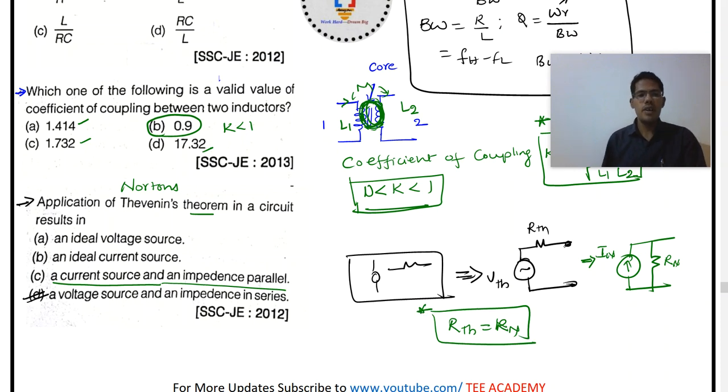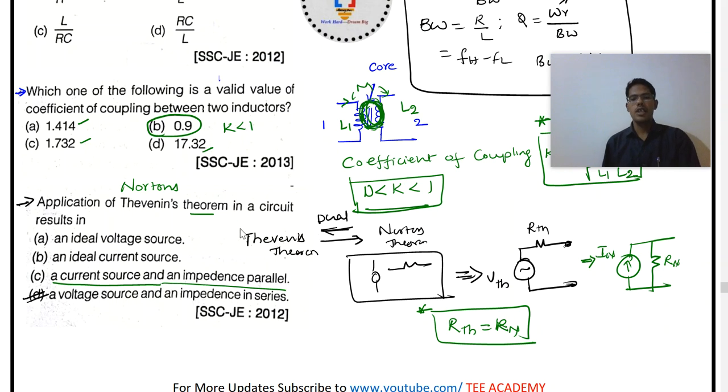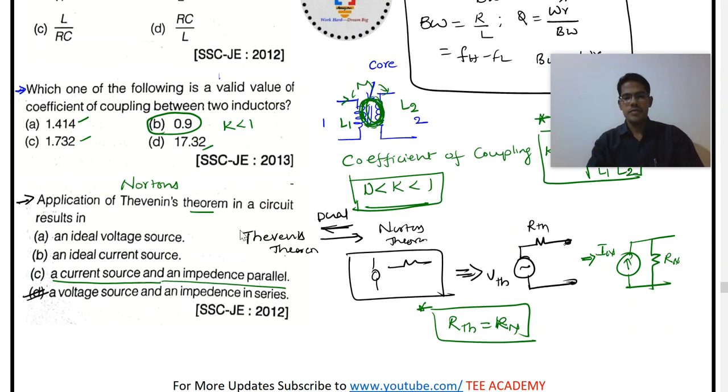Now from this question, I will try one more question here. What is a dual? Thevenin's theorem is a dual of Norton's theorem, or Norton's theorem is a dual of Thevenin's theorem. Okay, so dual theorems. This is also very important, friends. Next one.